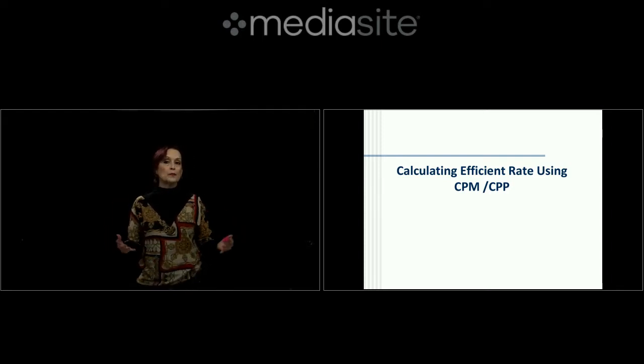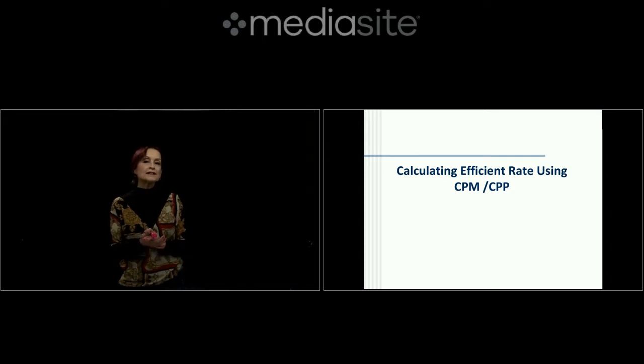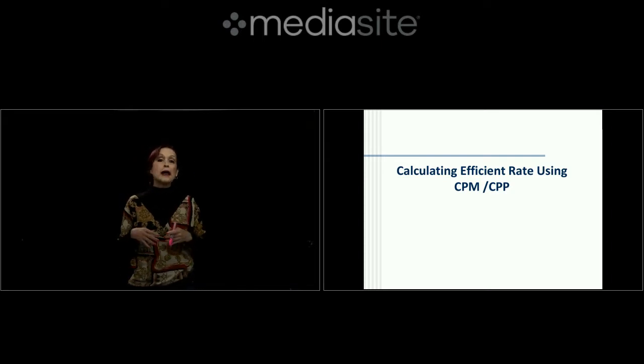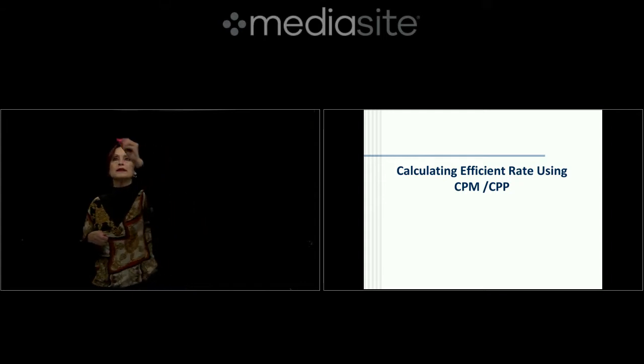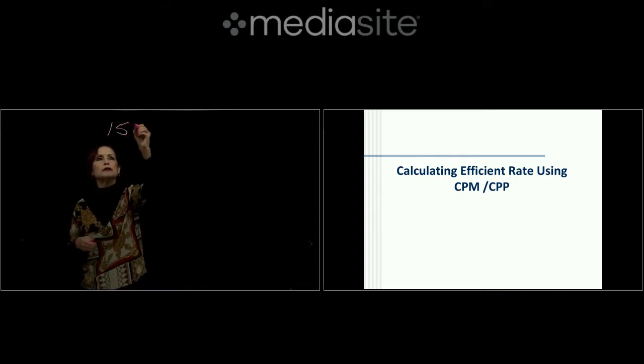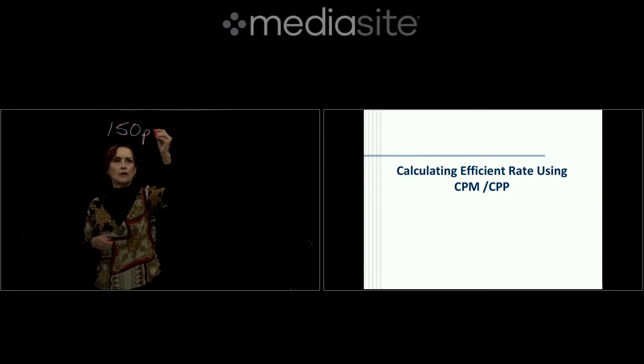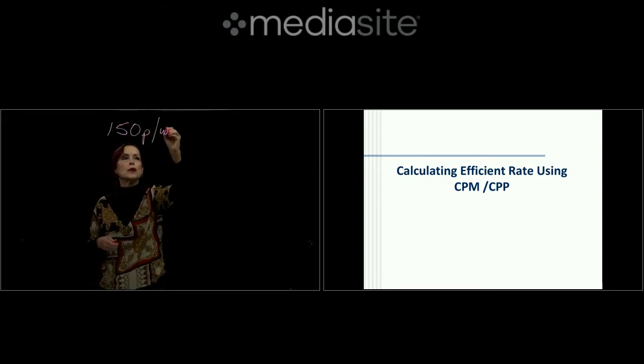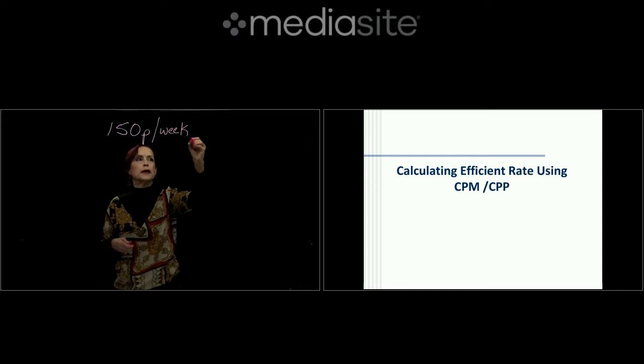For example, let's say that a media planner estimated that in order for the client to sell 10% more product than the previous quarter, it will take the exposure of 150 points or rating points per week in prime time for that demo in a given spot market. So let's write that here. 150 points or rating points per week in prime.